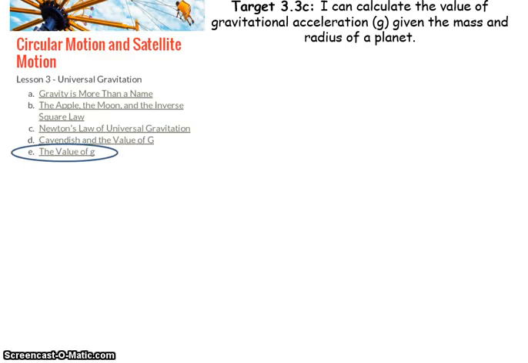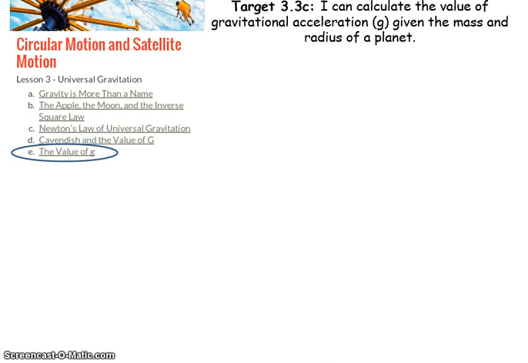This is Dr. Schultz, and I'm going to present a brief video lesson this morning on target 3.3c, which is: I can calculate the value of the gravitational acceleration, g, given the mass and the radius of a planet. And the expectation here is that you guys will take notes on this, so I hope you're ready. The material that I'm going to talk about is also covered in the Physics Classroom, lesson 3 on universal gravitation, part E, which is the value of g.